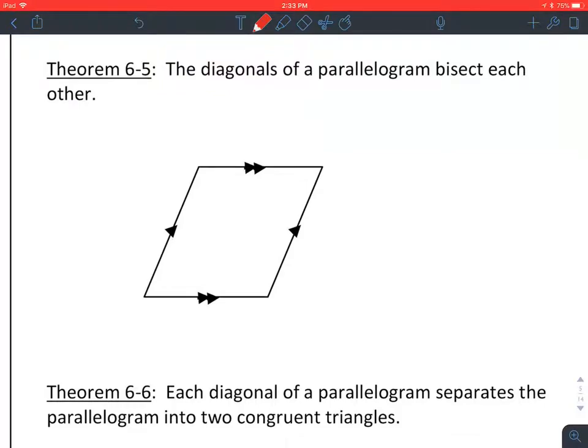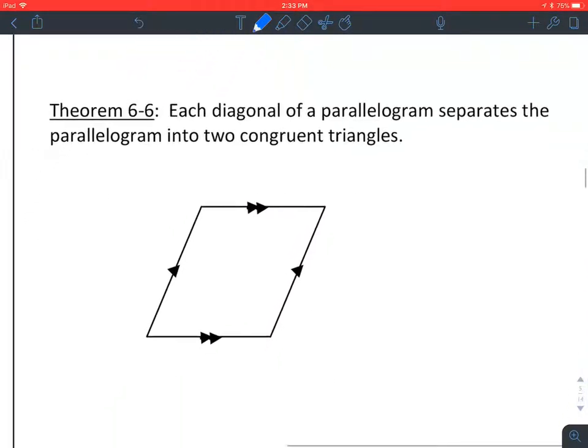This next one's mucho important. The diagonals of a parallelogram bisect each other. If I draw both diagonals, like so, they will go through each other's midpoints. So this segment and this segment are the same. This segment and this segment are the same. This here is the midpoint of both of those diagonals.